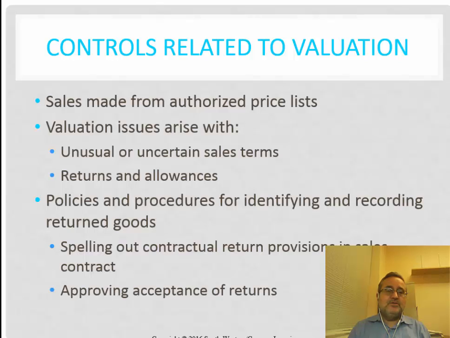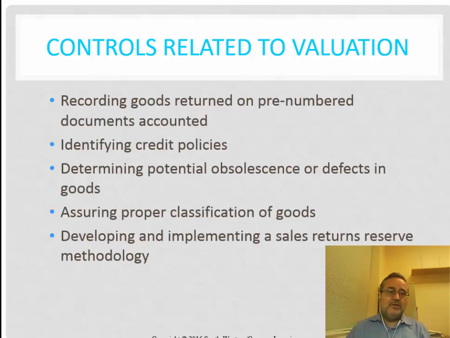Valuation issues arise from uncertain or unusual sales terms, returns and allowances. We need to have policies and procedures for identifying and recording returned goods. Returned goods is one of those things that is a part of business, but we absolutely need to control this, primarily because we need to make sure that revenue is reported correctly, but we also need to understand that the return process can in fact be a means or part of a scheme for someone to perpetrate a fraud.